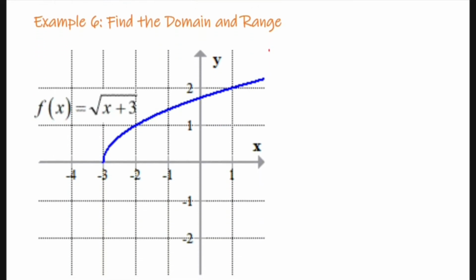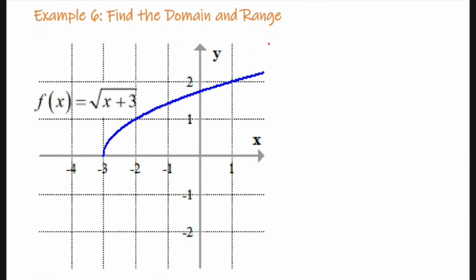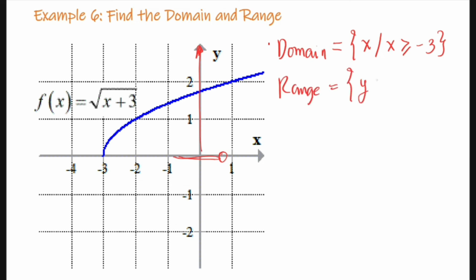Next example is a radical function. The x value starts from -3 to the right. So the domain would be all values of x such that x is greater than or equal to -3. And if we look at the y values, it starts from 0 going up. So the range would be all values of y such that y is greater than or equal to 0.